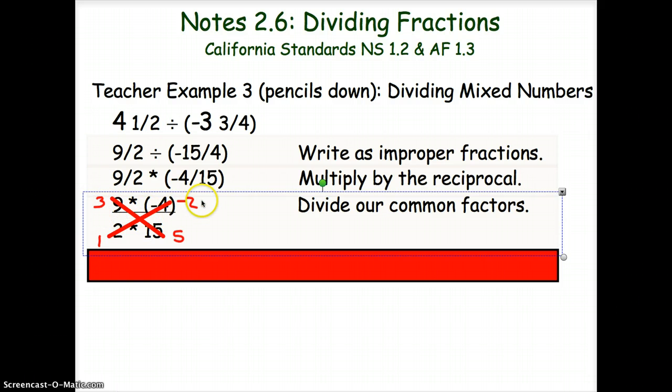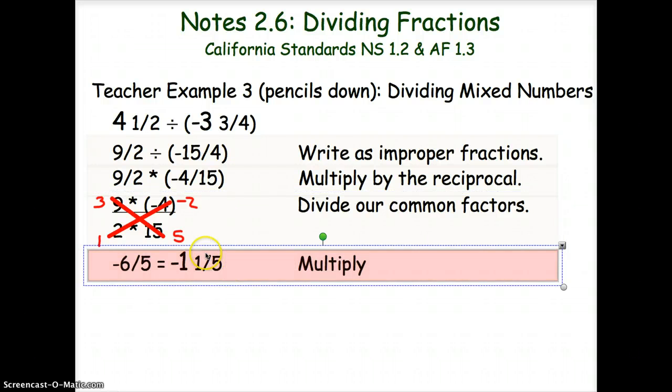And then 3 times 2 is 6. 1 times 5 is 5. So I know I'm going to have an improper fraction, which means I need to turn it back into a mixed number. 5 goes into 6 once with 1 left over. Negative 1 and 1/5.